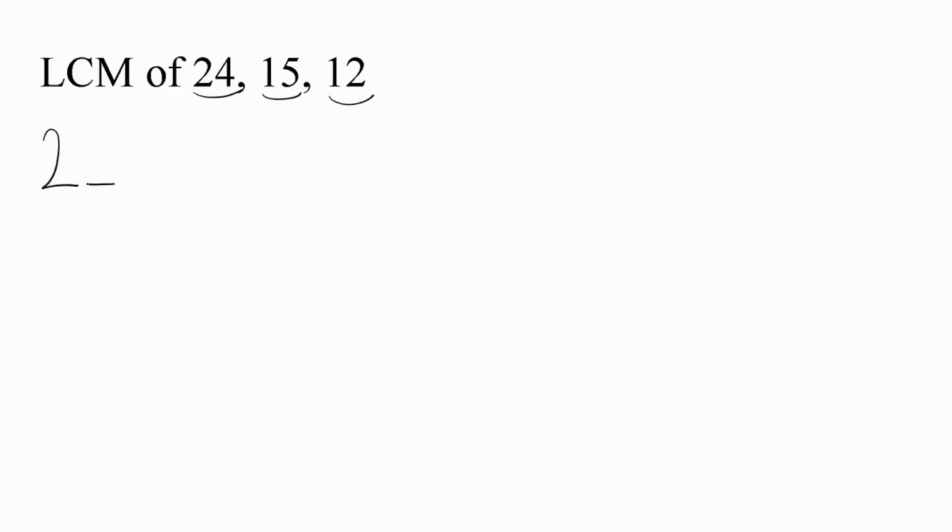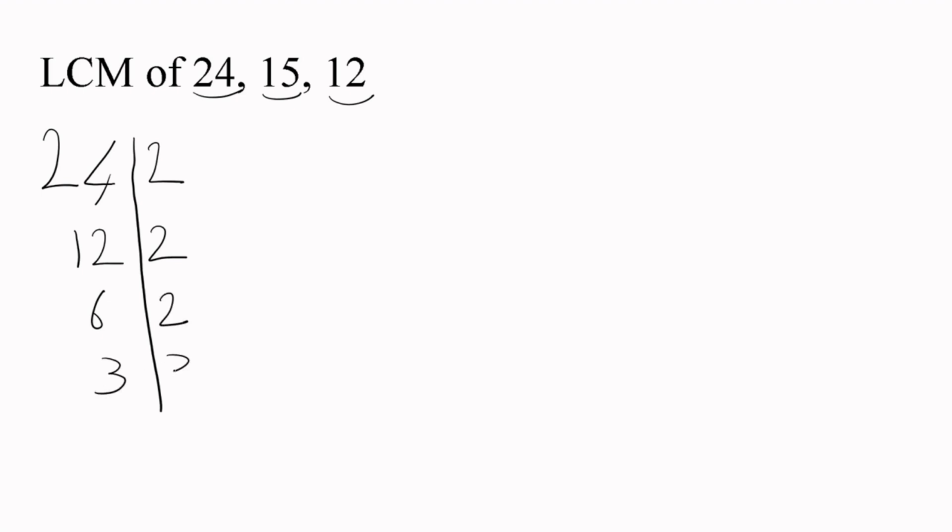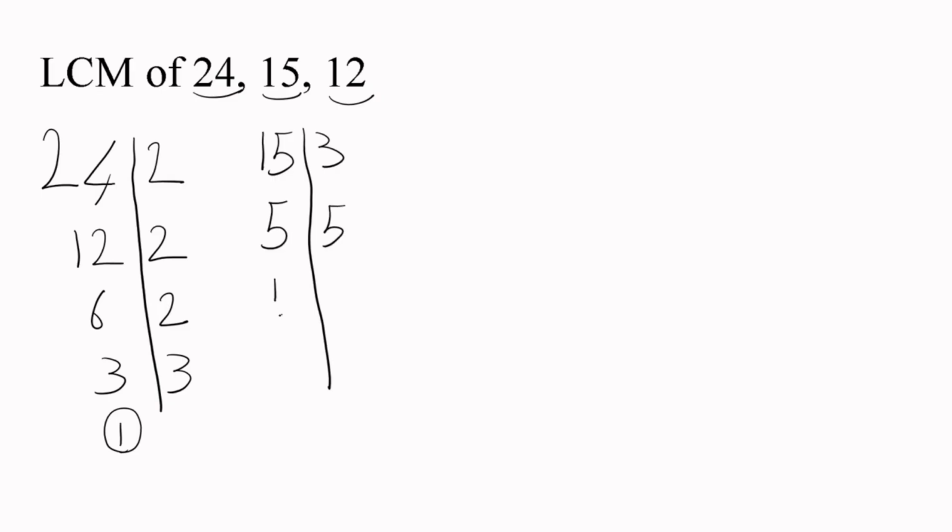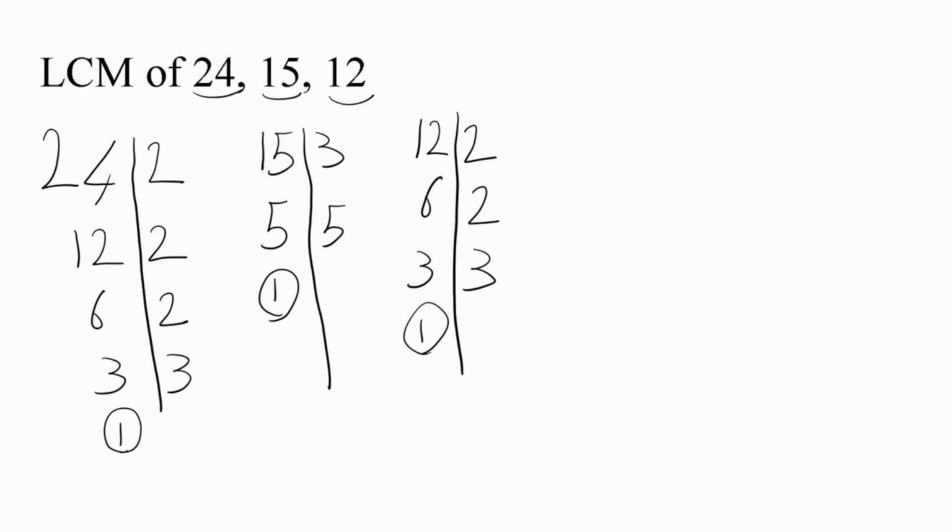So again, we are going to write prime factors of these 3 numbers. I can divide it by 2, 12, 2, 6, 2, 3, 3, 1. I must stop here. I have 15. So 3, 5, 5, 1. I must stop here. And I have 12. I have 2, 6, 2, 3, 3, 1 here. I must stop.